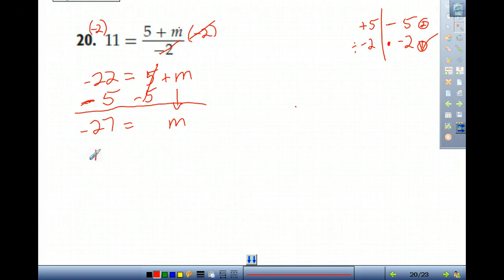Okay. If you want to, you can do this last step where you flip it around and say, okay, m equals negative 27. That's it. Okay, halfway done. Well, we're done with step 1. That's the solve. Now let's do the check.